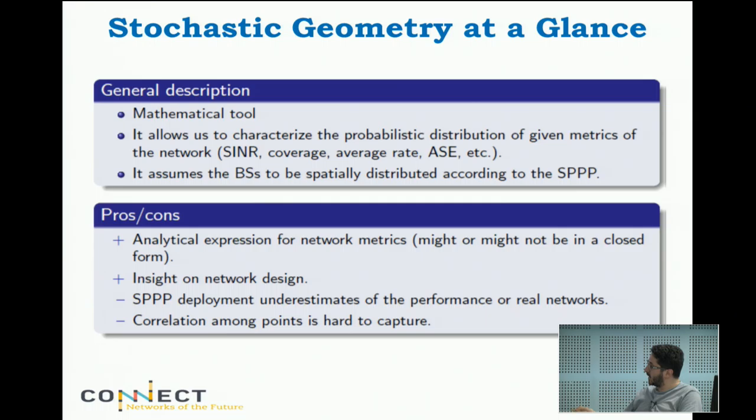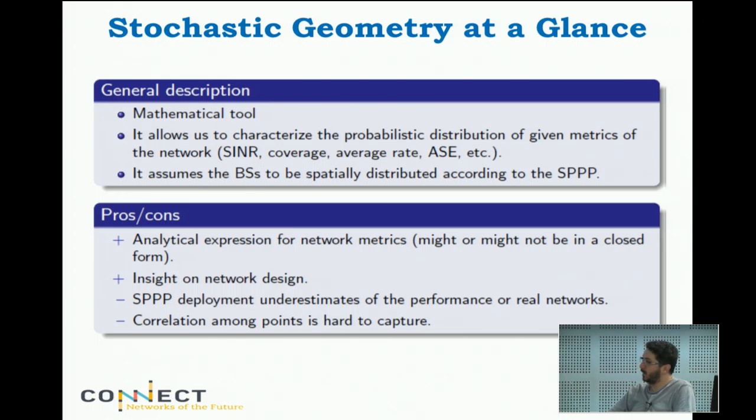The pros and cons in general of stochastic geometry, or at least of the part of stochastic geometry we used, are as follows. On the plus side, we have the possibility to write an analytical expression for network metrics. Now, analytical expression doesn't necessarily mean it is in closed form. It just means we have an equation. It could be that to find an actual value for that equation, you might need to use numerical techniques, for example to evaluate an integral that you don't know the primitive for.